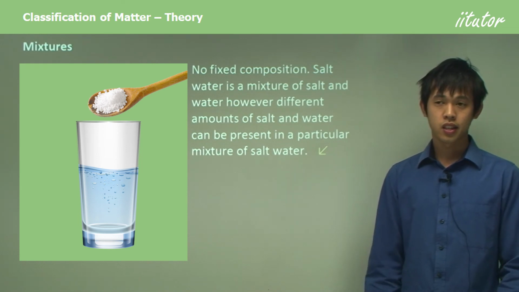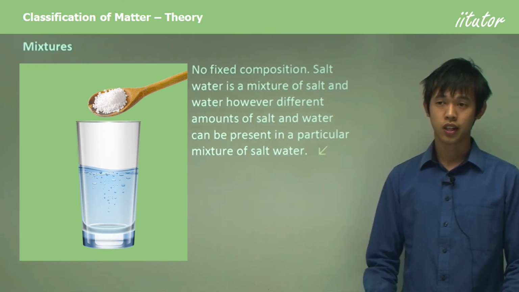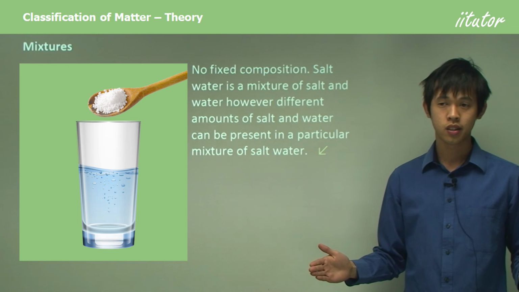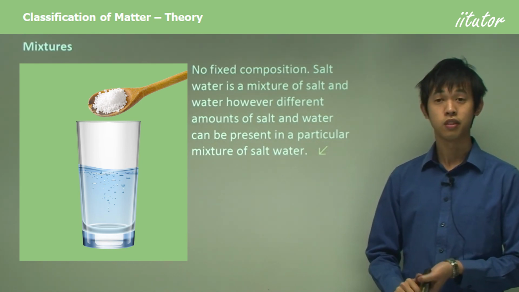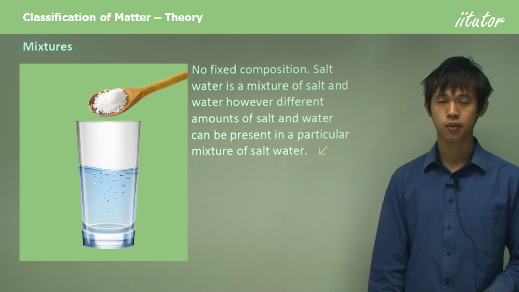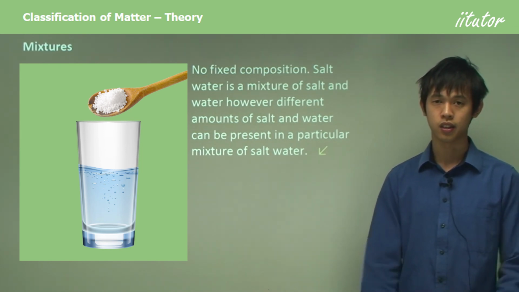So that concludes today's lesson on classification of matter. We've looked at the main categories of matter: elements, molecules, compounds, and mixtures. And then we've looked at the properties of each of them. Okay, so we'll move on to the question segment and we'll see if we can answer some questions.